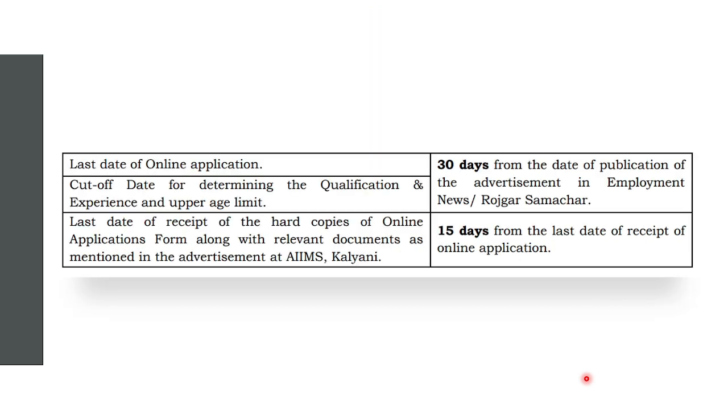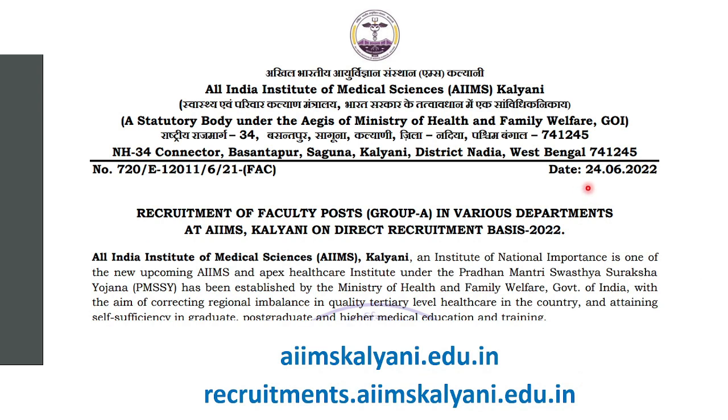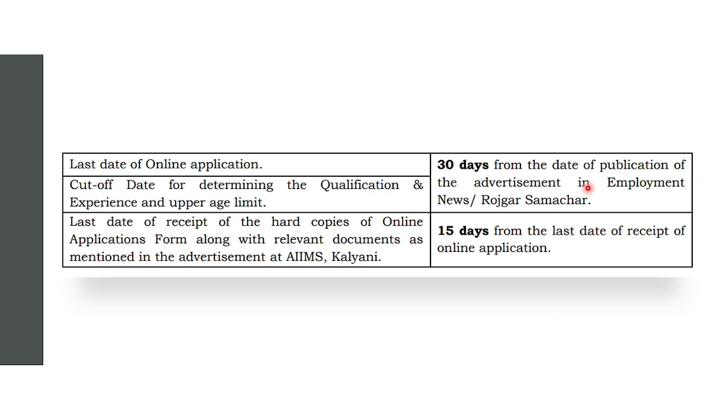The last date of the online application is 30 days from the date of publication of the advertisement in Employment News or Rozgar Samachar. Now, there may be some confusion regarding the last date because you can see it is 24th June, so maybe you are thinking that 24th July is the last date, but it is not like that. The last date is 30 days after the date of publication in the Employment News. And after the last date of online application, you will have an additional 15 days to send the hard copy of the online application form along with the relevant documents to AIMS Kalani.